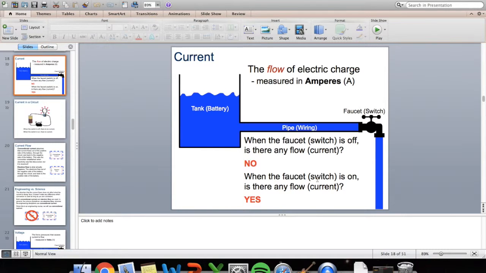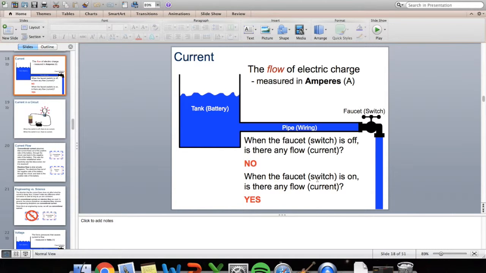The flow of the electrical charge is measured in amperes, and it's basically how much electricity is flowing, the quantity of electricity that's flowing. So when the faucet switch is off, is there any flow? Is there any current? No. When the faucet switch is on, is there any flow? Is there any current? Yes. So you have to engage the circuit in order for that electricity to move.